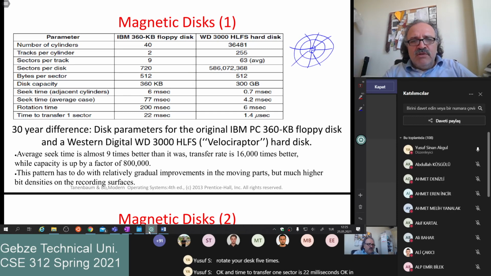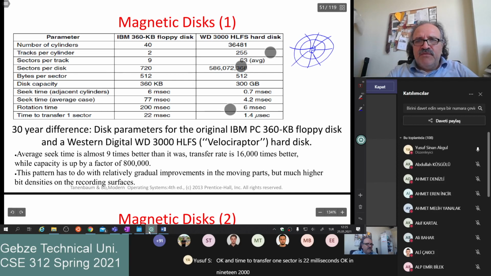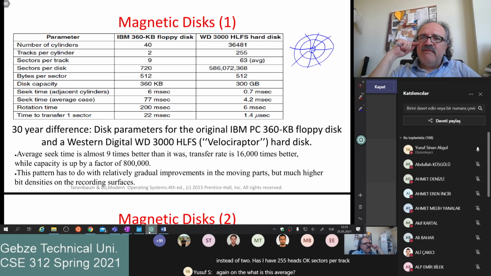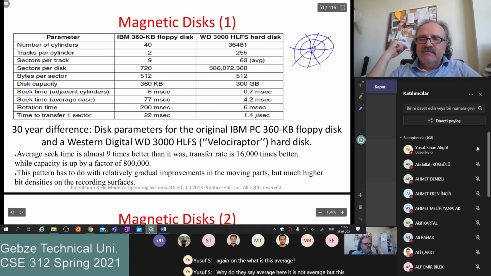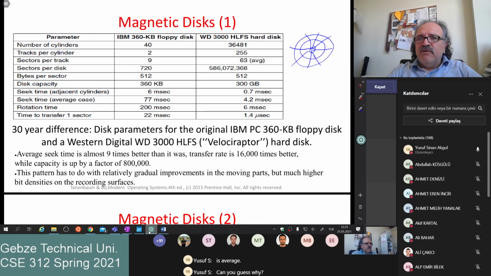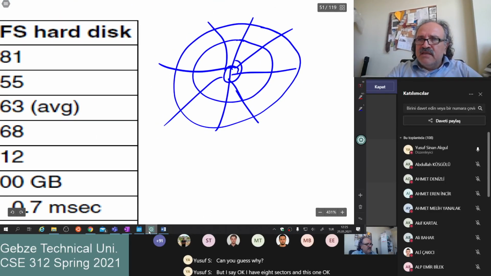In the 2010s, we have these kinds of disks now. The number of cylinders is much larger. Tracks per cylinder is much larger. Instead of 2 heads, now I have 255 heads. Sectors per track, again, why do they say average? Here it is not average, but this one is average. Can you guess why? I have 8 sectors in this one. This one is a sector, this one is another sector.